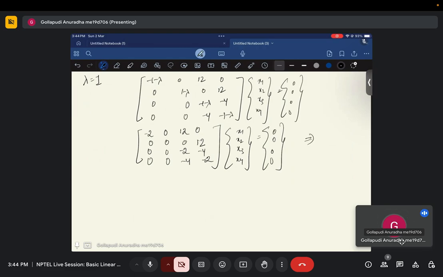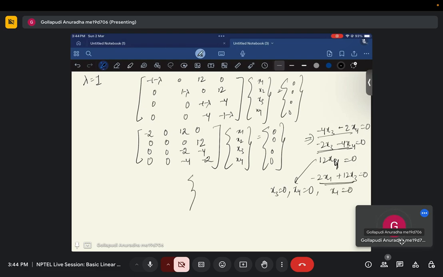Okay, so it's going to be minus 4x3 minus 2x4 equals 0, minus 2x3 minus 4x4 equals 0 again, and then 12x4 is going to be 0, and minus 2x1 plus 12x3 is going to be 0, right? So from here x4 is going to be 0, that's clear for us, and from these two equations we can get x3 is also 0, and if x3 is 0, then from this equation we'll get x1 as 0. So x2 will be arbitrary, we couldn't find it here. So 0, t, 0, 0, some arbitrary constant.